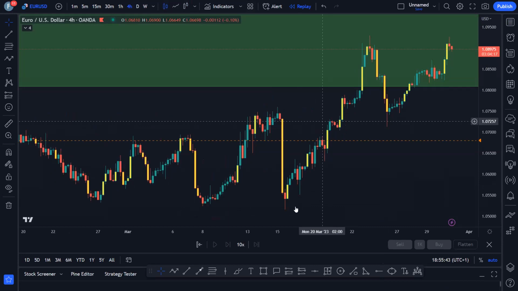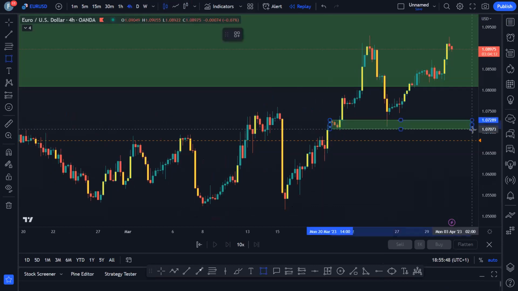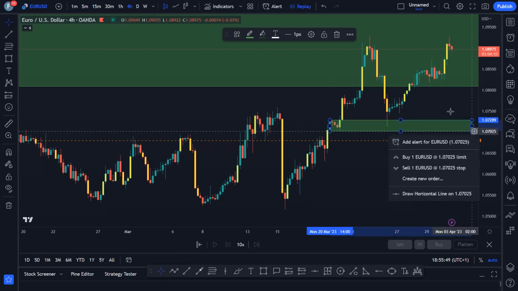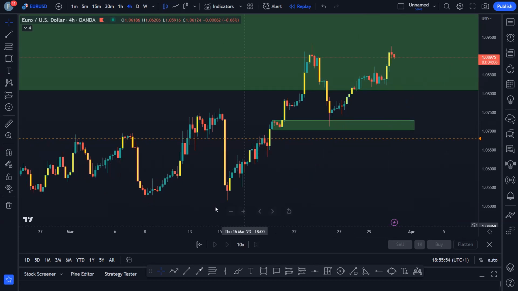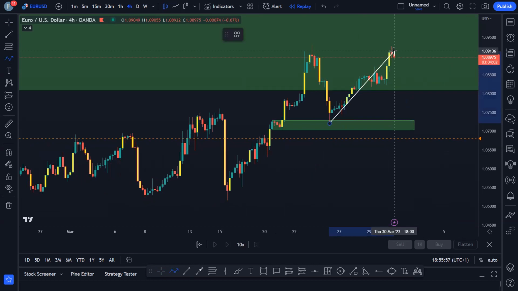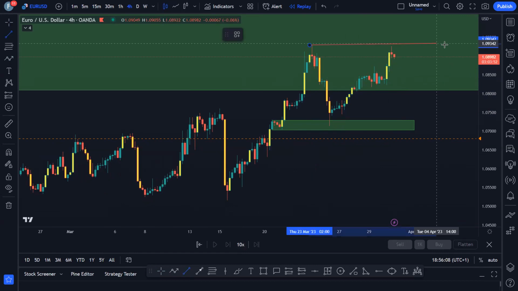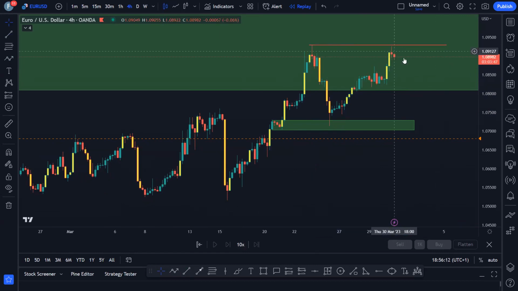So this is a demand zone like so. Price currently is taking off from a demand zone. From this zone, price is going all the way up. So the demand is in control. So possibly price might take out this high. Possibly price will eventually take out this high.